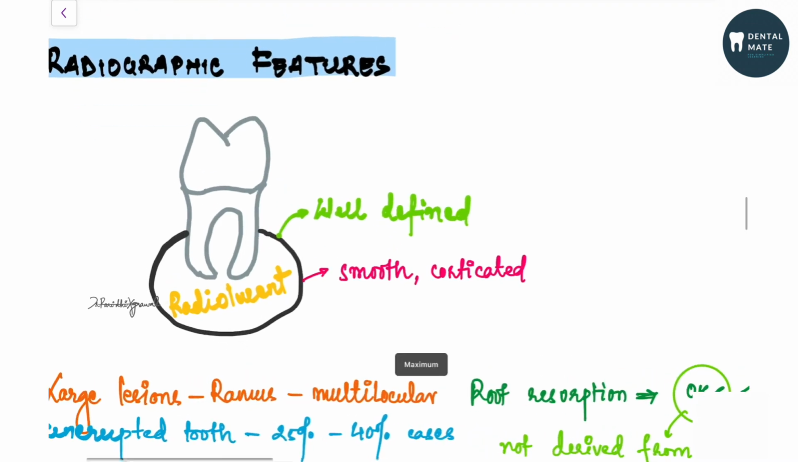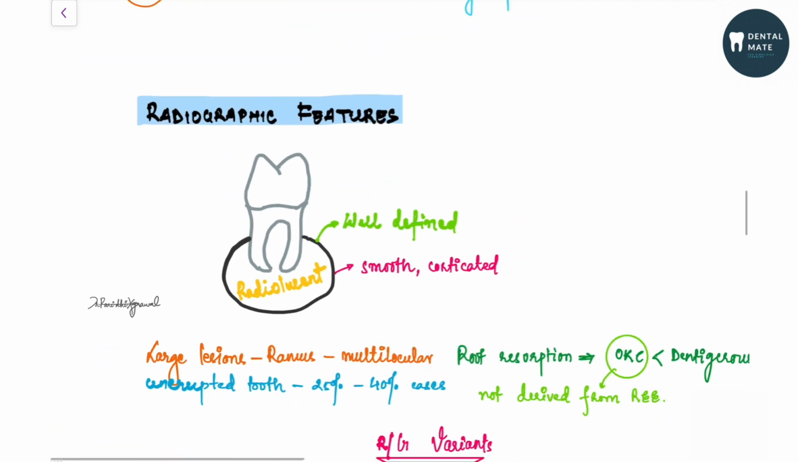Now, if we talk about the radiographic features of OKC, it appears as a well-defined radiolucent lesion with smooth corticated borders. Now, if large lesions are present, especially in the ramus, it can be multilocular because of the presence of bony septae.